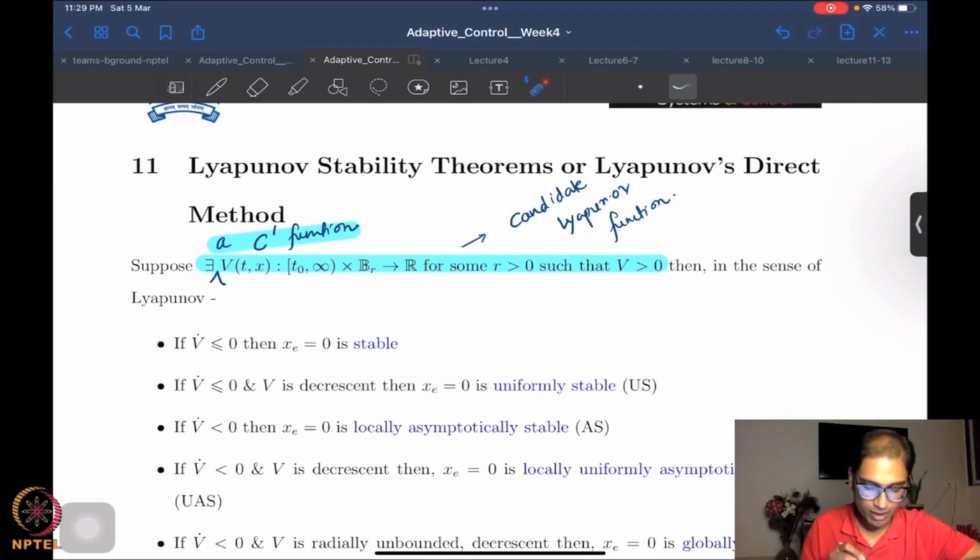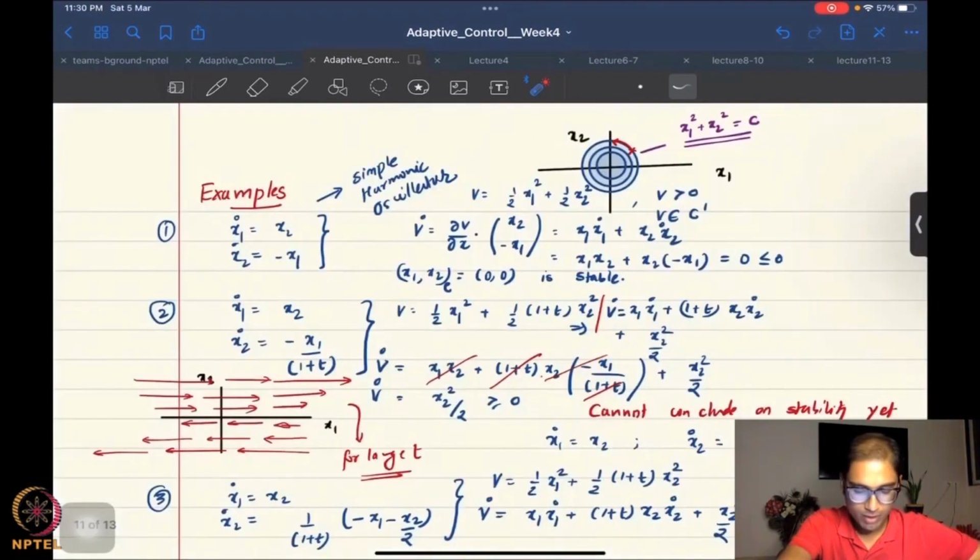And for candidate Lyapunov functions, the first bullet point says that if the derivative v dot, which is defined using the standard directional derivative that we saw, is less than or equal to 0, or v dot is negative semi-definite, then the origin is stable. And on top of v dot being negative semi-definite, if v is also decrescent, this is the third function property that we had discussed, then the system is uniformly stable. All right. And then we, of course, started to look at some examples.